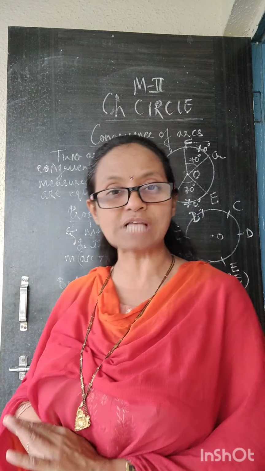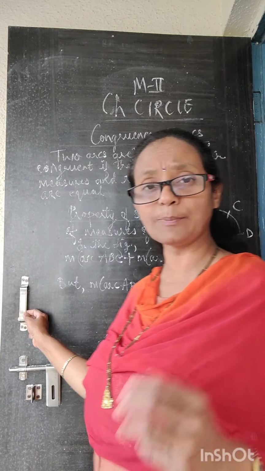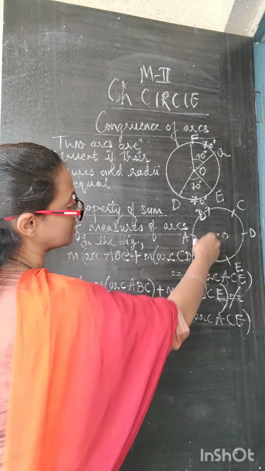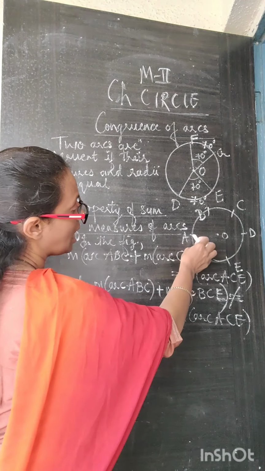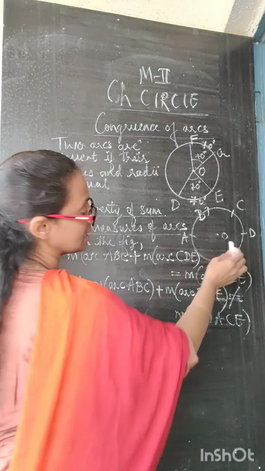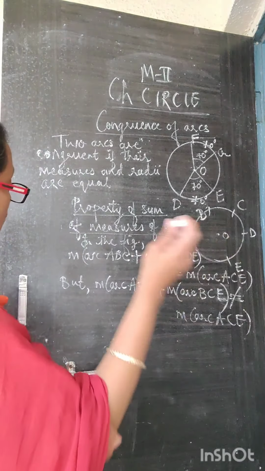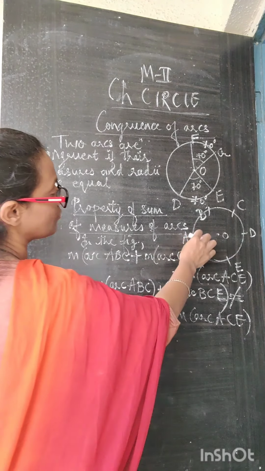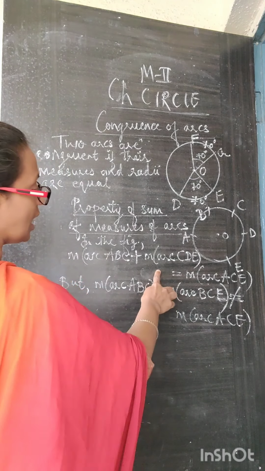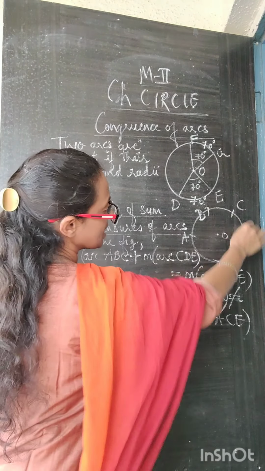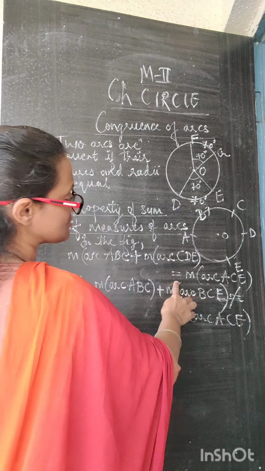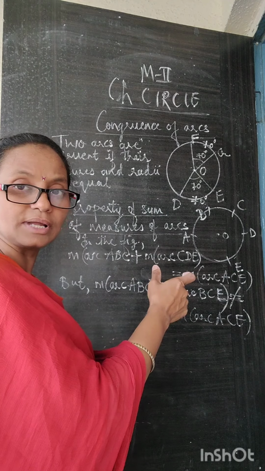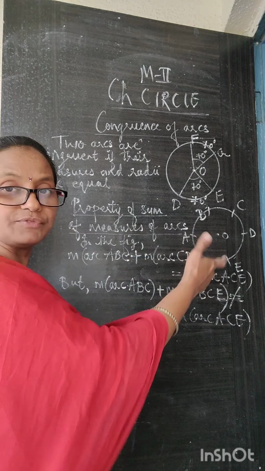Now what about the property of the sum of the measures of the arcs? It is written over here. As you can see in the circle here, O is the center of the circle, and the points A, B, C, D, E are on the circle. If I want to add the measure of arc ABC plus the measure of arc CDE, this arc plus this arc will give me this entire arc, that is, the measure of arc ACE. This is how I can add the arcs. That is the property of the sum of the measures of the arcs.